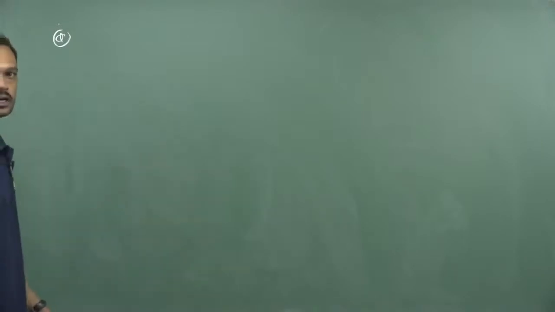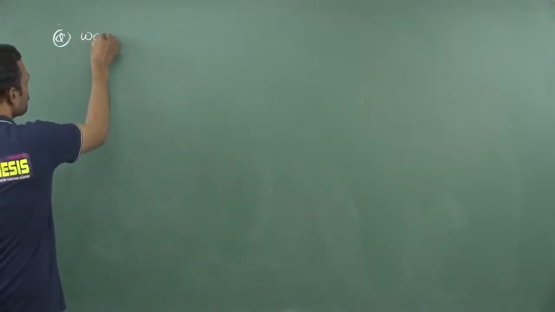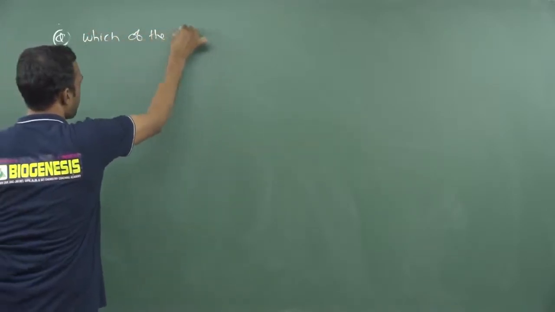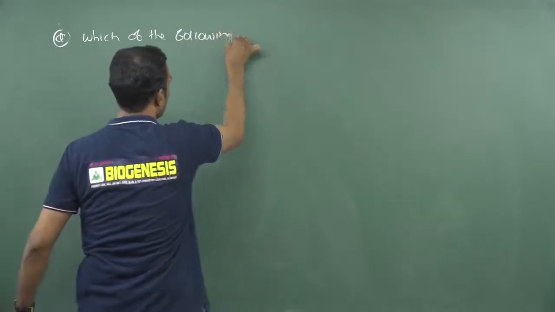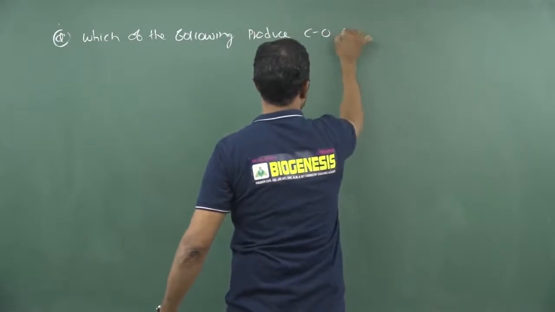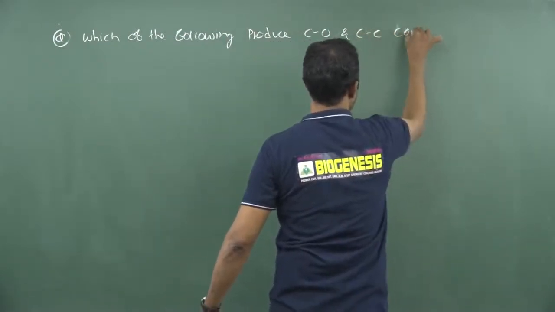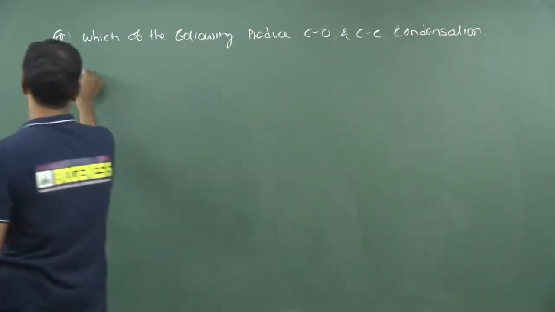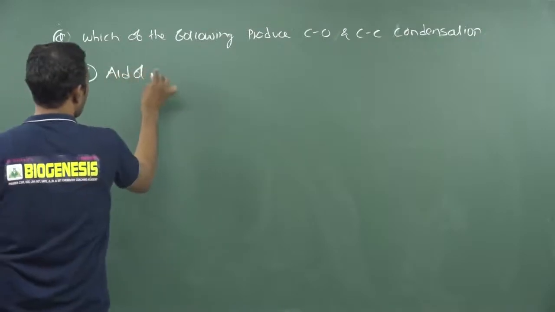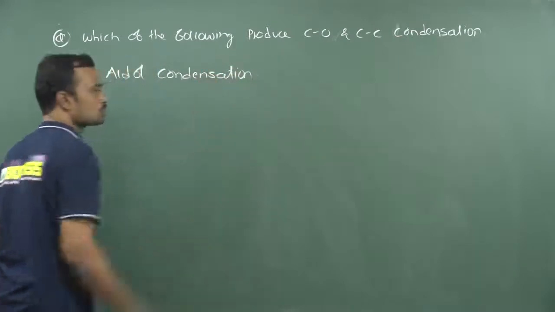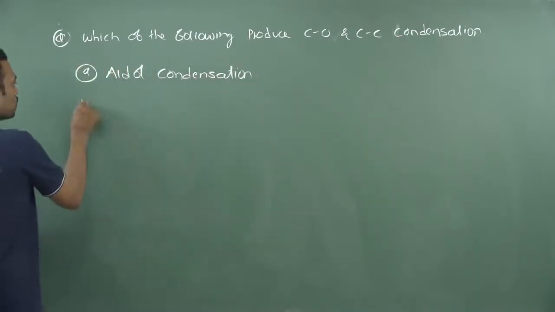Okay. Now see, this is a question which was asked in the IIT Advanced examination. You can go through this. Which of the following condensations will produce C-O as well as C-C condensation here? First they will give aldol. Most of the students, if they are completely unaware about aldol and Darzens glycidic, will first give priority to aldol. That is absolutely wrong.